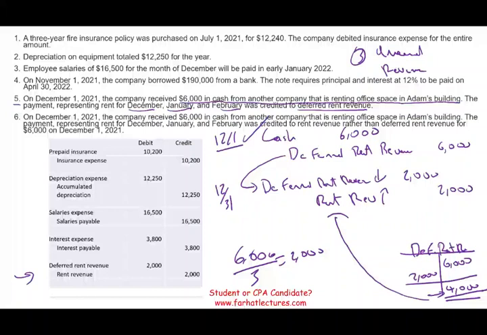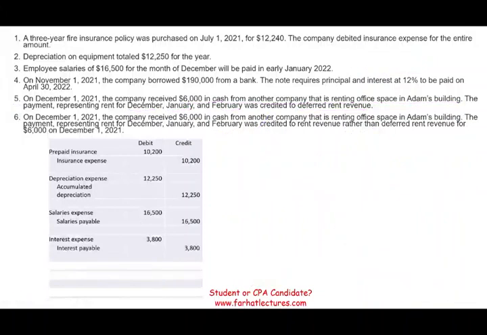Okay, this is unearned revenue. And the reason I said if it's booked properly, because what they could have done is this. They could have debited cash and credited rent revenue, which would not be correct. Then the adjusting entry will be different. Okay, but they did it properly. Let's look at transaction 6.